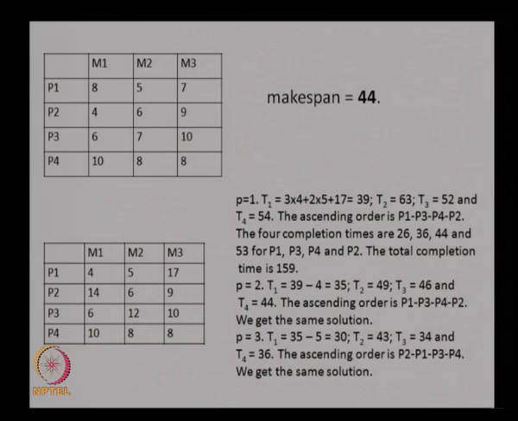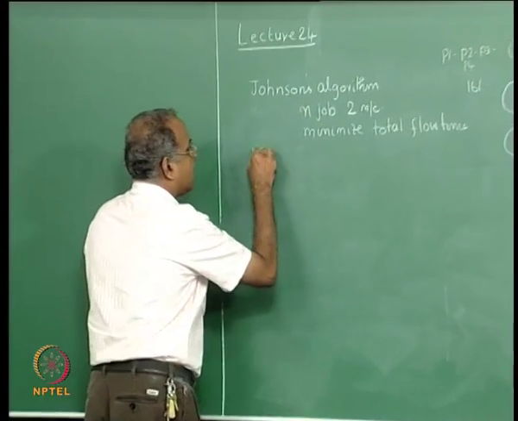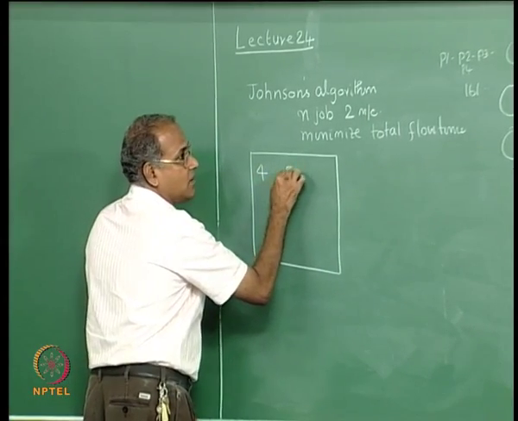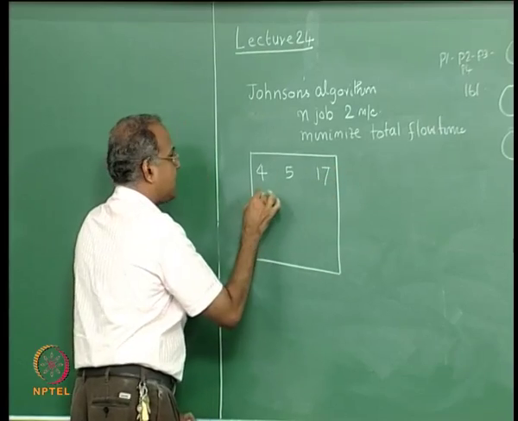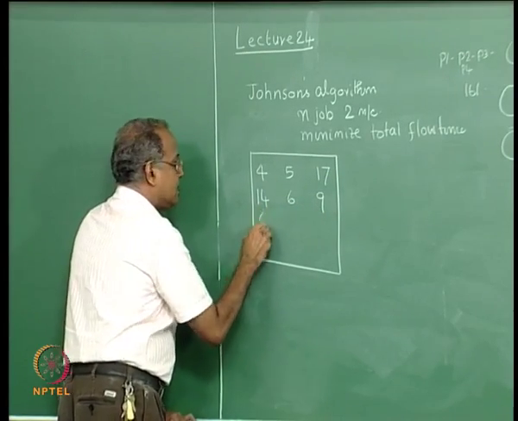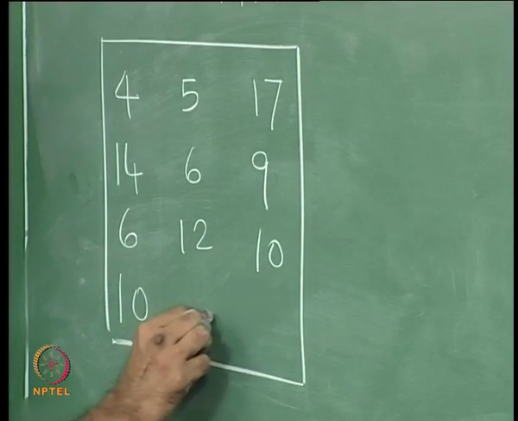Now, let us look at another instance where we have data which is shown on the first part of the table. Let me reproduce this data again here. So, again there are 4 jobs which are on 3 machines. The times now are 4, 5, 17, 14, 6, 9, 6, 12, 10 and 10, dash, 8.